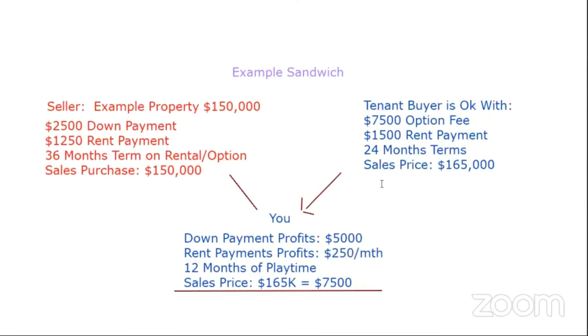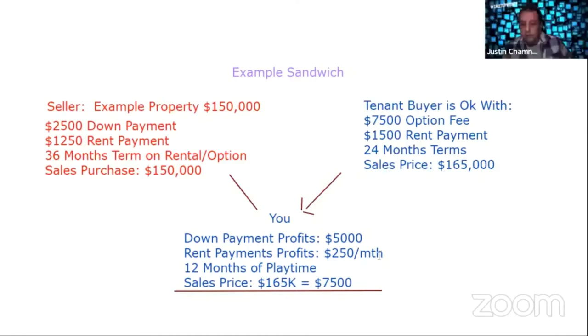Right, or 24 months. But I just thought you were talking, because you had sales price, you're selling it to the tenant buyer for $165,000, and you owe the seller $147,500. So that's a difference of $17,000. Okay, let's think about this.